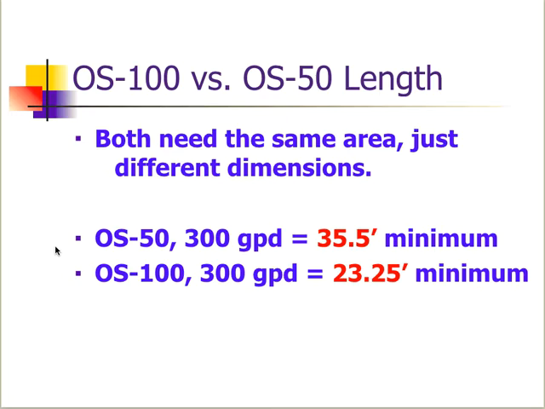Now when we're looking at the comparison between the OS 100 and OS 50, we have to have the same amount of basal area available. But how we go about calculating or designing that geometric shape is going to be different. The OS 50, if we're looking at a 300 gallon design flow, is going to have a minimum length of 35.5 feet, as opposed to the OS 100 coils for the same design flow. We're only going to have a little over 23 feet. Now, the width of the basal area will be extended with the OS 100s, but depending upon the limitation of the site, it may be advantageous to go with the larger coil.